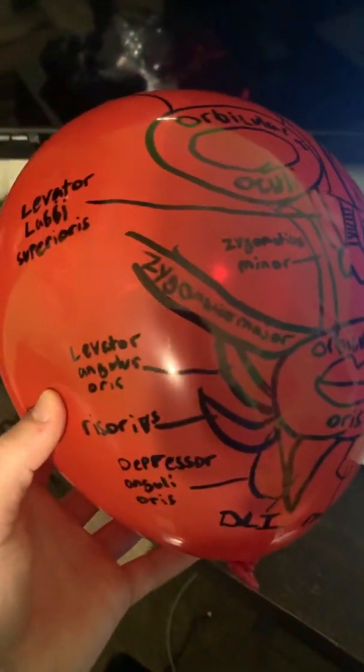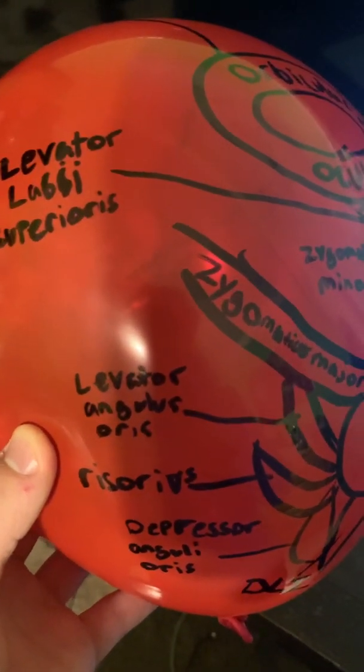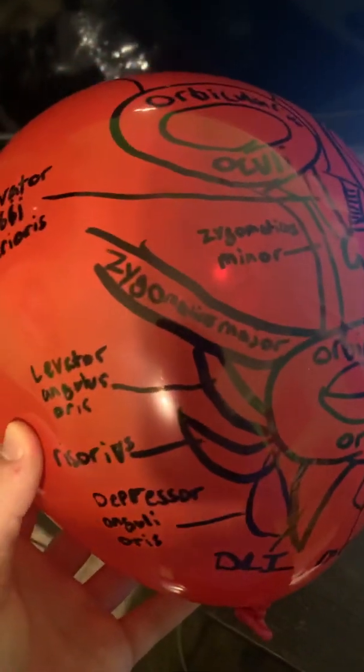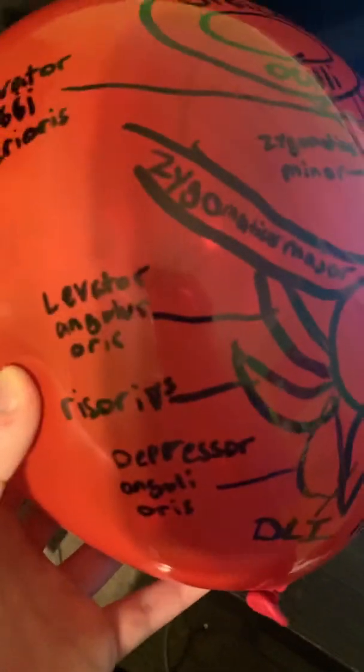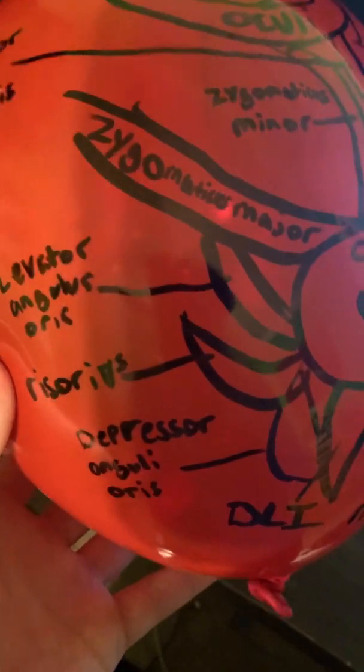And then we'll go over here to these little tinier muscles, or smaller. And so this one right here, the one right below the major, is called the levator anguli oris, and then that is in charge of just more facial expressions. And then under that we have the risorius, which pulls the corner of the mouth laterally.